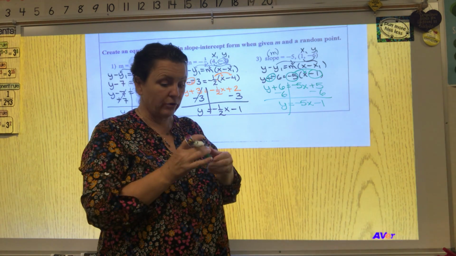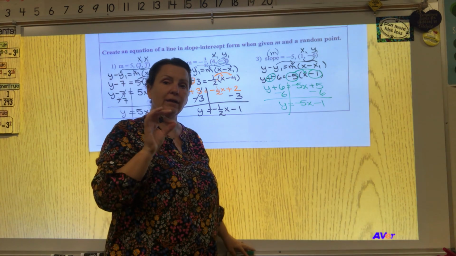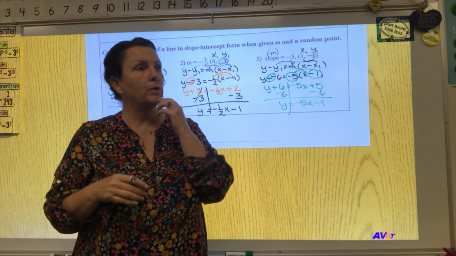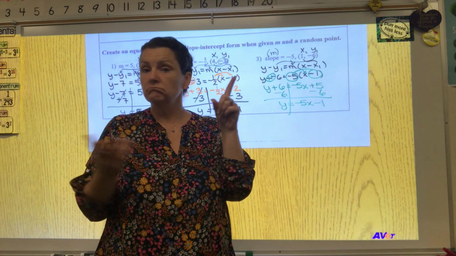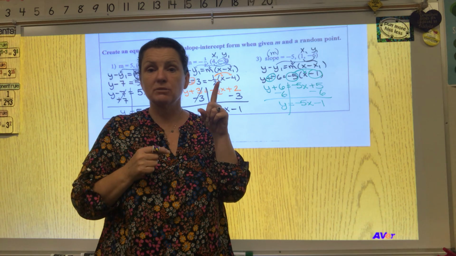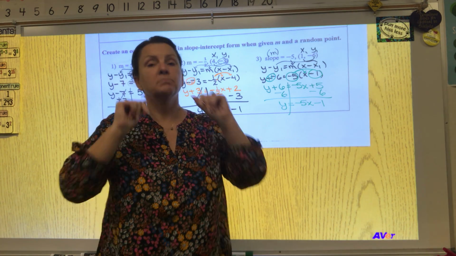That's why math is so wonderful. It's very real, okay? So we've now created lines in 2 ways. One, we created a line when we were given M and B. We used the formula Y equals MX plus B, dropped in the ingredients, easy breezy lemon squeezy.